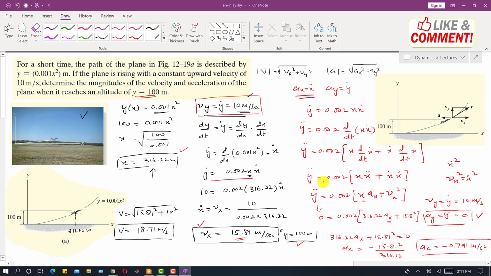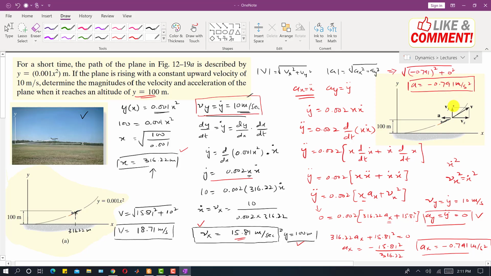So what will be the acceleration magnitude? We can put the values directly in this equation, right? So ax is minus 0.791, Ay is 0, so it is the square root of minus 0.791 squared plus 0 squared. So this means that the acceleration magnitude will be 0.791 meters per second squared, right?